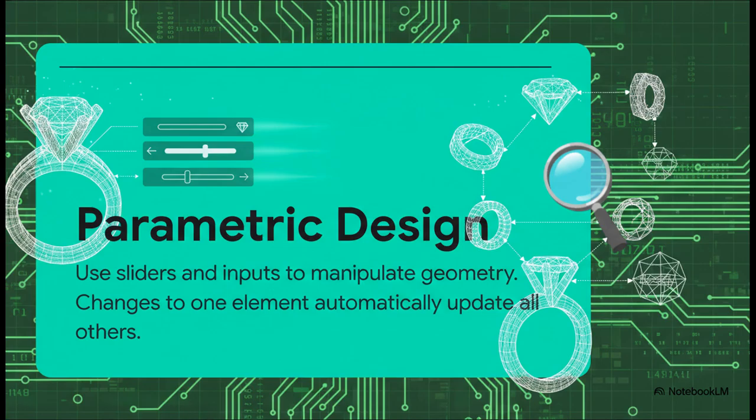Well, imagine this. Instead of having to manually redraw a whole ring just because your client wants a bigger stone or a different finger size, you just move a slider. And here's the magic part. All the related pieces, the prongs, the thickness of the band, the settings, they all adjust automatically. Everything is intelligently linked together. It's associative. It thinks with you.